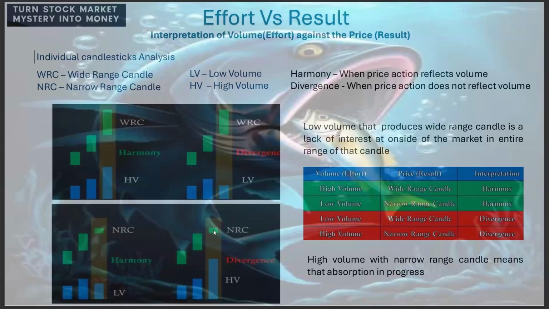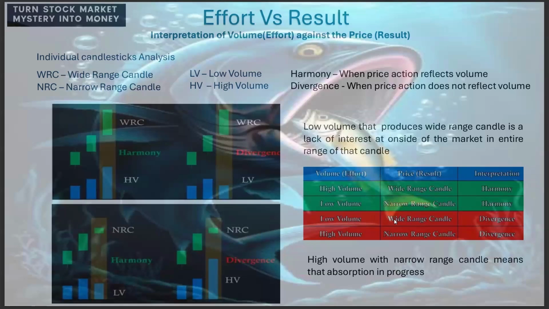Between a volume and the price, it happens on a single candlestick. Harmony is when price action reflects the volume. Divergence is when price action does not reflect the volume. So this is a simple table. When a high volume produces a wide range candle, then the interpretation is it's a harmony. Nothing opposite is in action. Both are aligned. Low volume, narrow range candle, so there is a harmony.